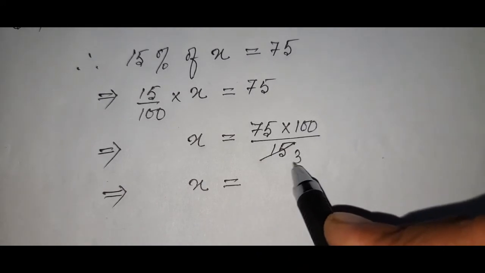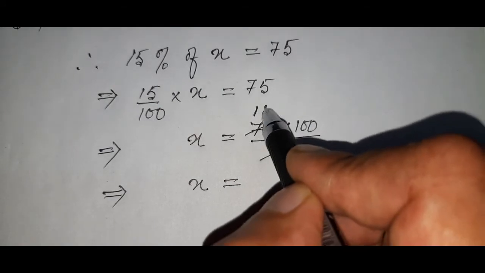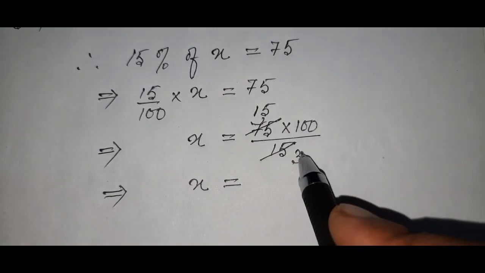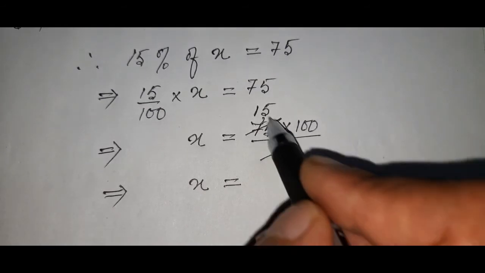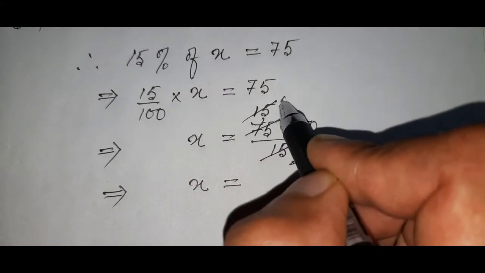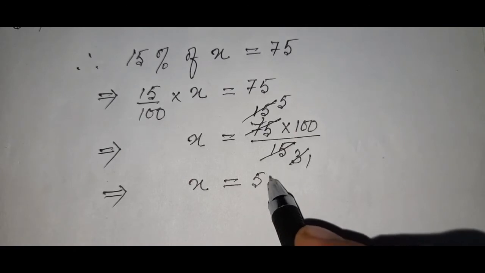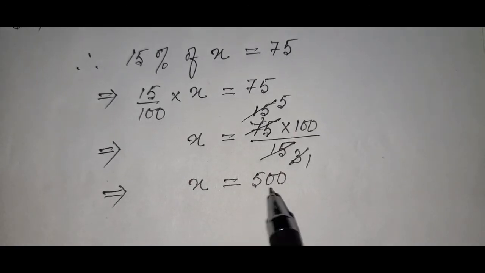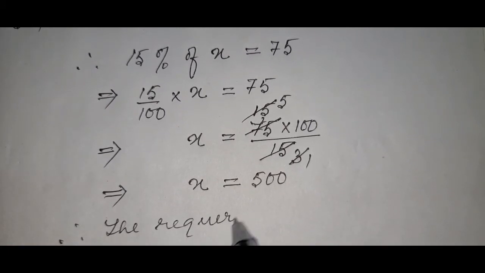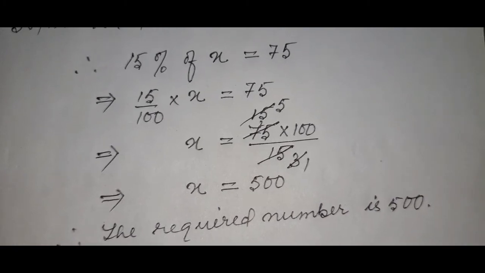Now after this, 5 3s are 15, 5 1s are 5, 2 remainder, so 25, 5 5s are 25. Again you can still cut by 3. See, both are divisible by 3. 3 ones are 3, 3 fives are 15. So you have here 5 into 100. So 5 into 100 is 500. So the required number is 500. Okay, so that is our answer.